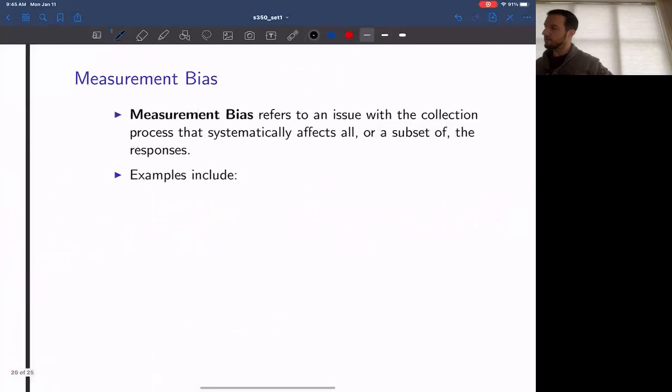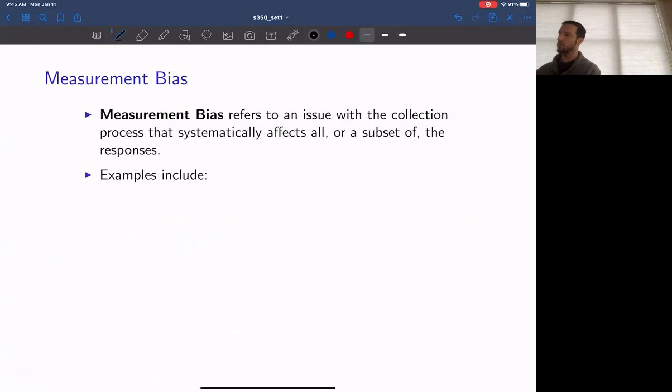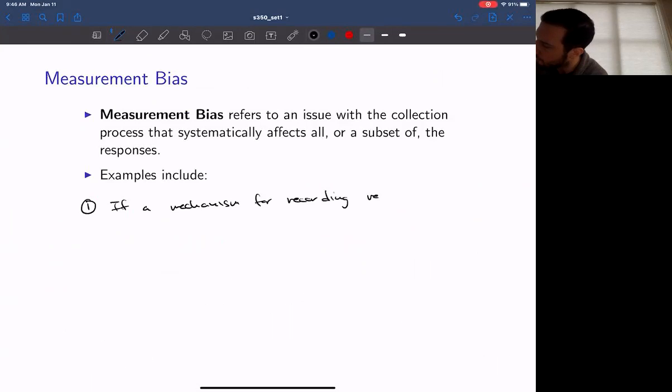Okay, and then the last issue, measurement bias. Again, this is going to be very similar to our discussion on measurement error, but this can occur, for example, if a mechanism for recording responses isn't calibrated.